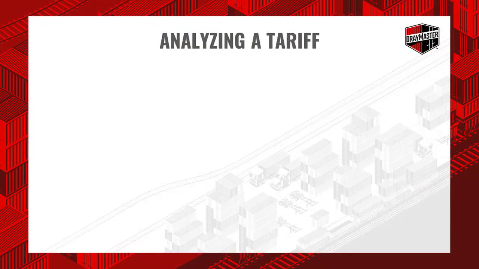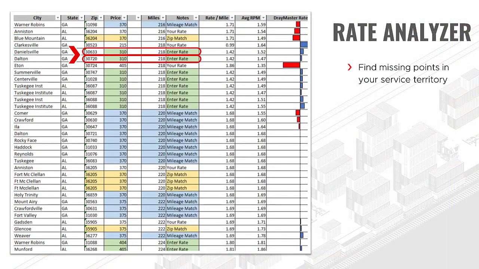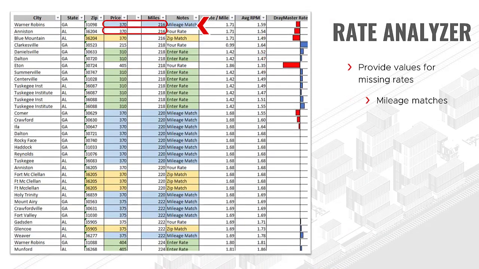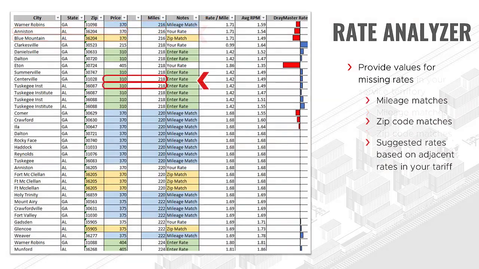To populate the quote, DrayMaster's rate analyzer can be used to help create a complete tariff. Take an existing tariff. The analyzer will help ensure there aren't any missing points in the tariff. Identify any rates that seem too low or too high. And it provides values for missing rates based upon mileage matches, zip code matches, or based on an average of adjacent rates in your existing tariff. These values are simply suggested rates for you to review and adjust if needed.